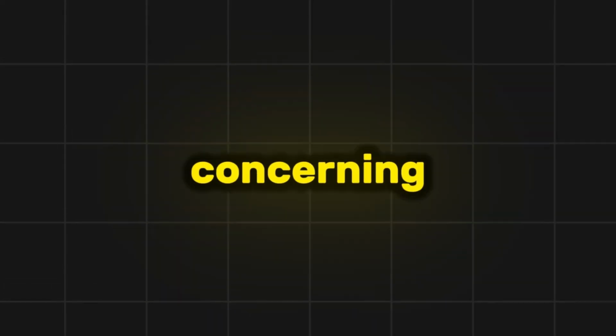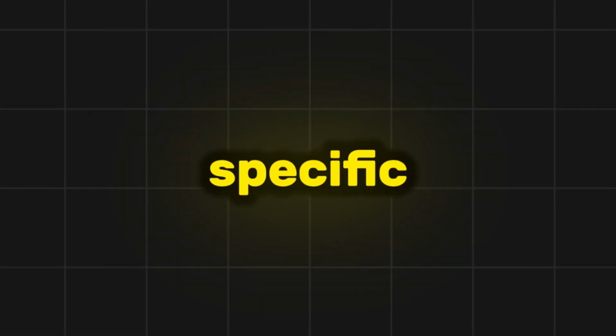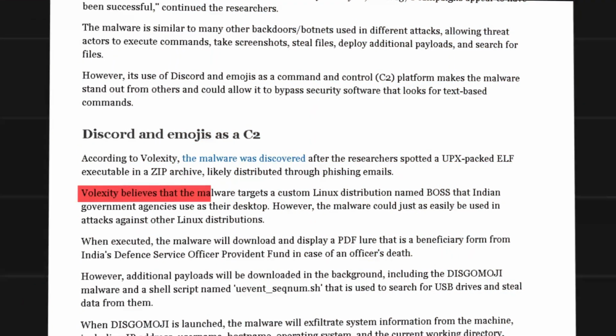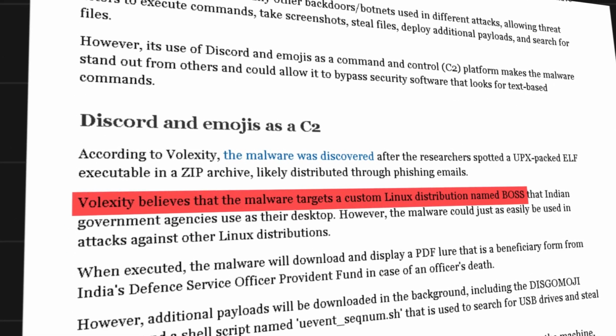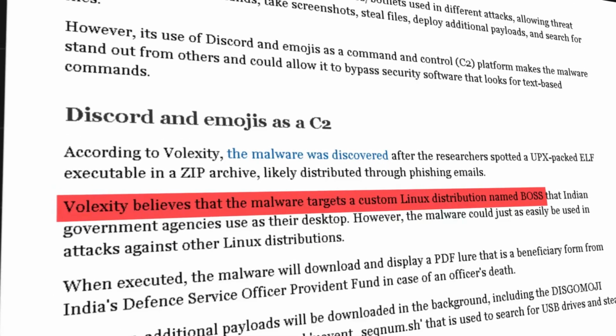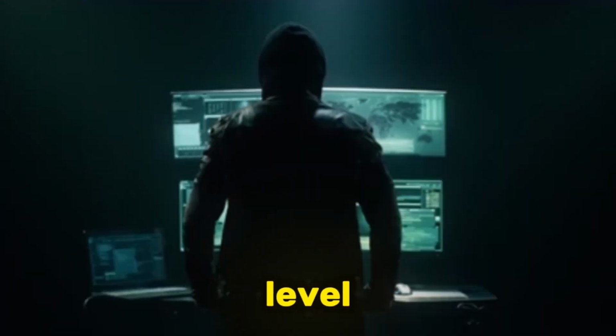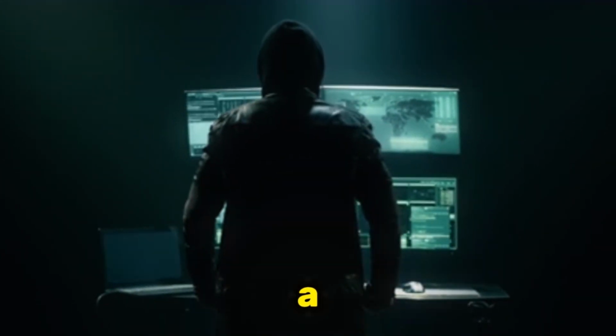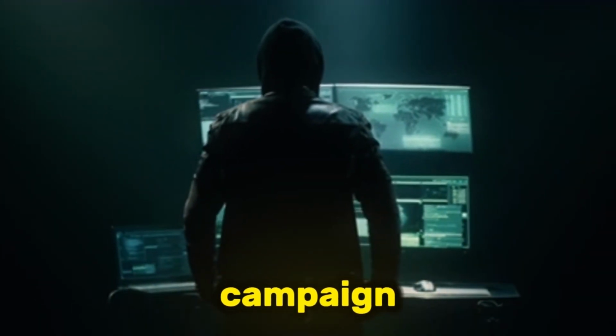What's particularly concerning about this campaign is its specific targeting. The attackers seem to be specifically going after users of a custom Linux distribution called BOSS, which many Indian government agencies use. This level of targeting suggests that this isn't just a random attack, but a carefully planned espionage campaign.